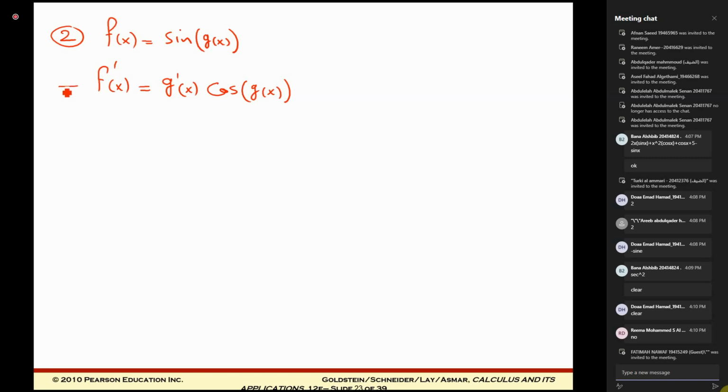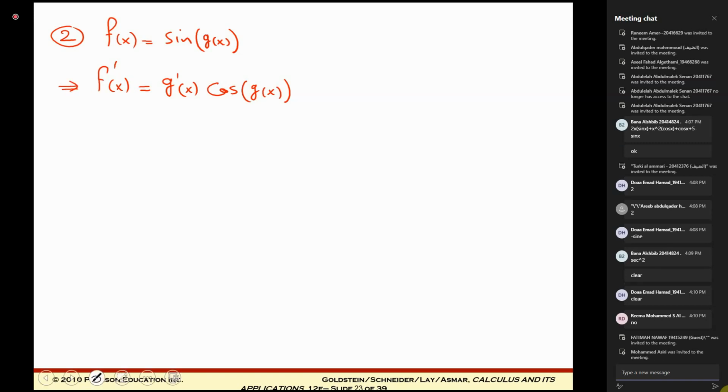Okay, also if I have cosine g of x, the first derivative equals g prime multiplied by the derivative of cosine, which equals negative sine. So put negative here, negative sine, and the same angle.